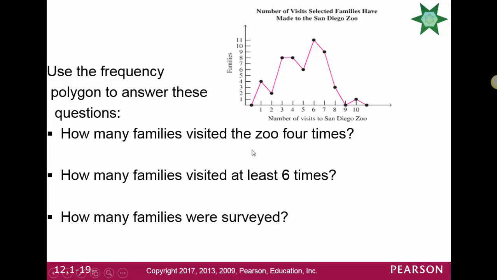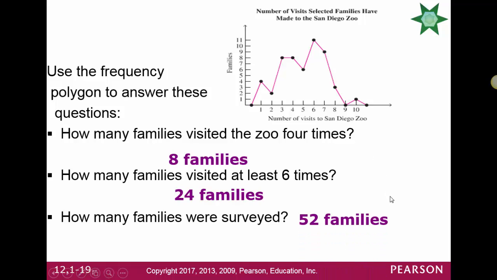How many families visited the zoo 4 times? So we look at 4 and we go up here and we see it would be 8 families. How many families visited at least 6 times? So at least 6 would be 6 or more, so we would add 11 plus 9 plus 3 plus 1, and we get a total of 24 families. How many families total were surveyed? We'd have to add up the frequencies across all the heights of the bars that would be on the histogram, and we get a total of 52 families.